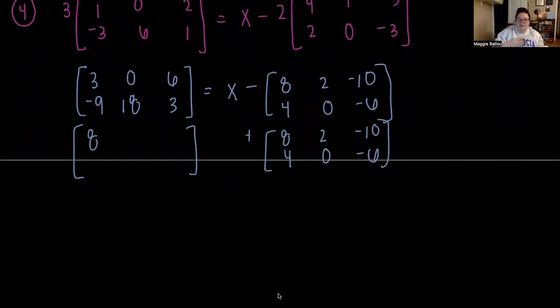So if you had distributed that -2, you would have had an x plus that matrix, so you would be subtracting to the other side. So I'm just copying all my numbers. Nope, 6, not 16. Okay, so again, I'm adding.